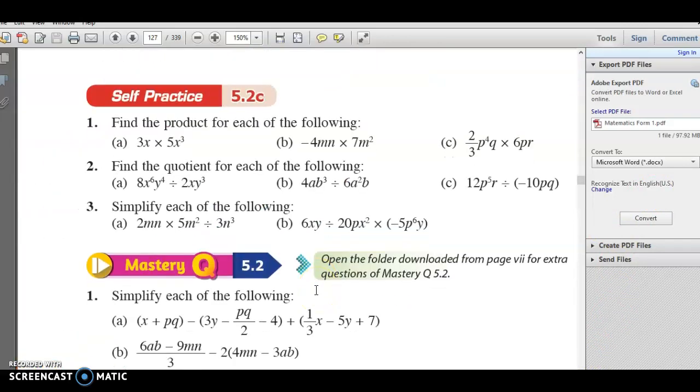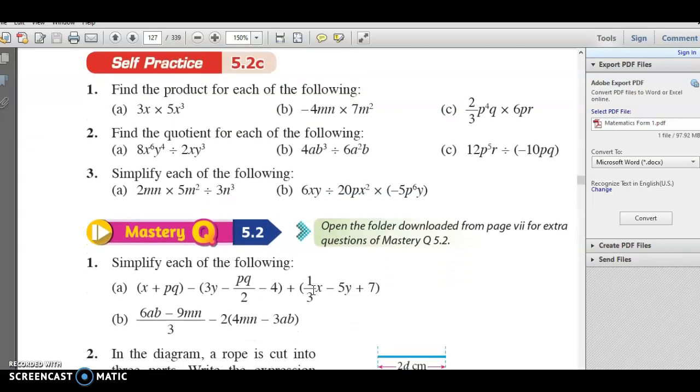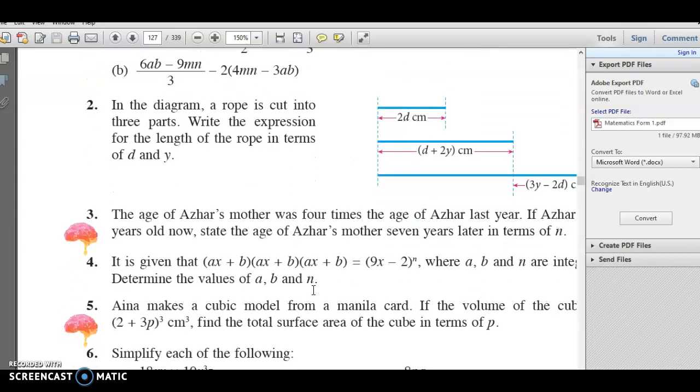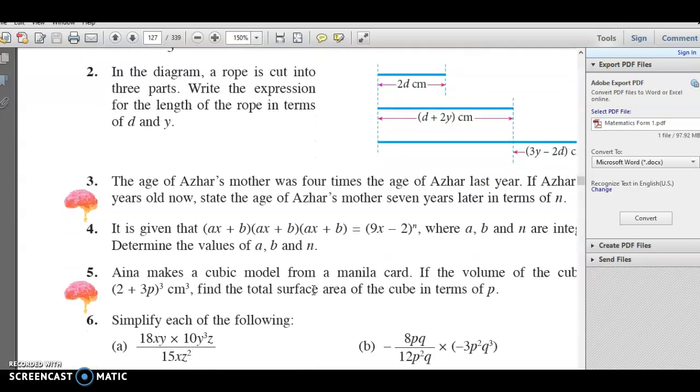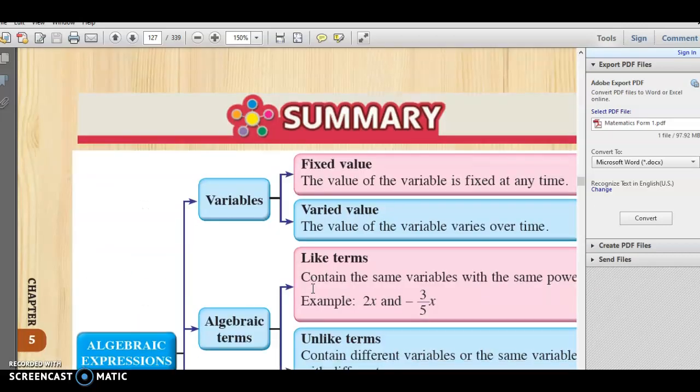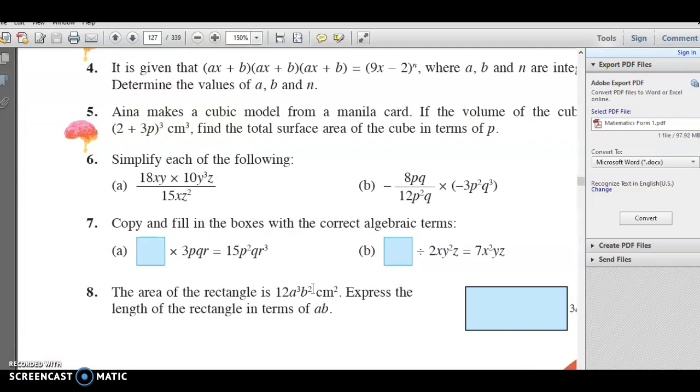Try to do self-practice 5.2b, question number 1 and number 2, and then open page 117, self-practice 5.2c, question number 1 and number 3. And for the mastery Q, only do question number 3 and number 5. Question number 3 and number 5 only.